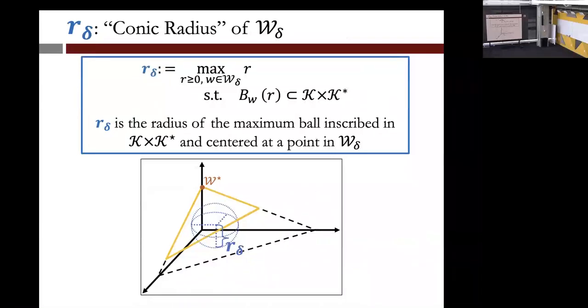Another condition number is what we call the conic radius of this. It basically says, here's my sublevel set at level delta. Find the point in this set that is the farthest from the cone. And that might be this point right here. So its distance from the cone, which in this case is the non-negative orthant, is the farthest. And that's called its conic radius.